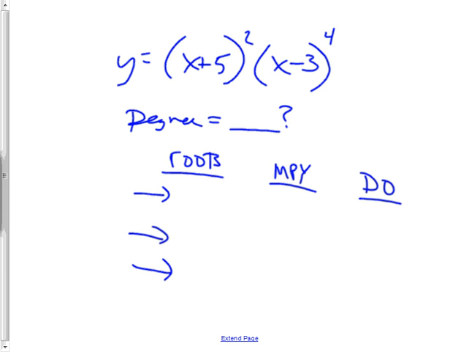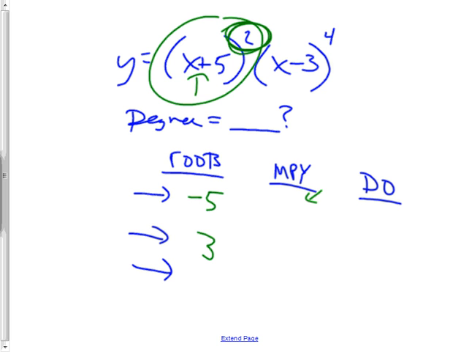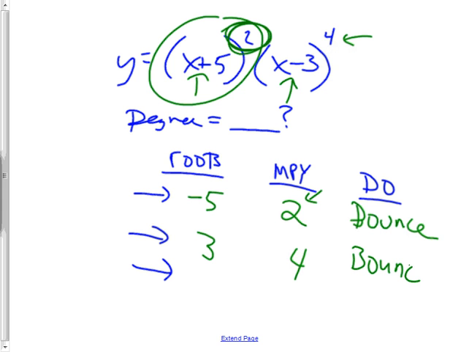Okay, so the roots, you should have said -5 is a root. It's not 5, it's -5. And the other root's +3. The multiplicity of this -5 is this part right there. That's the multiplicity, 2. And what does that do? Bounce. Okay, and then the 3, that's this guy. The multiplicity is 4. And, ooh, that's kind of a weird one. I don't have a word for that. Snake, or what is it? Bounce. Yes, question?